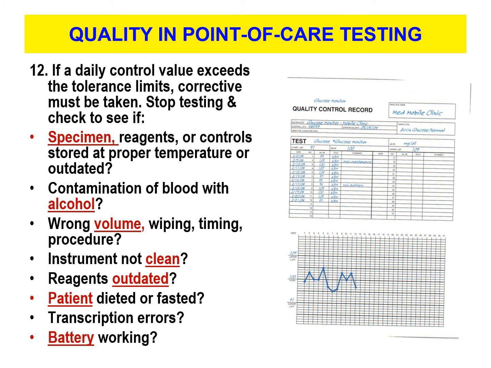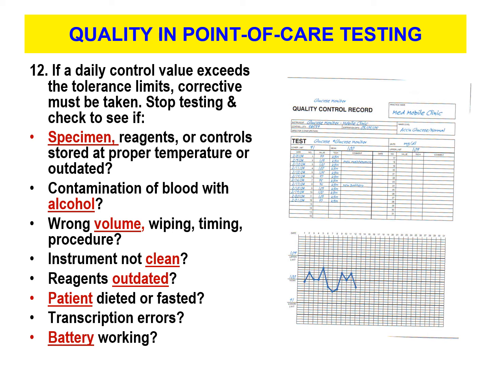So if a daily quality control value exceeds that tolerance limit, right? If it goes too far high or too far low, corrective steps must be taken. Stop testing. Do not test your patients on that machine. If you run quality control on your glucose machine when you come in the morning, before your patients get there, you're working in a small outpatient lab, right? And you run quality control and they do not come in. You must reject those results, and then you need to start troubleshooting it.